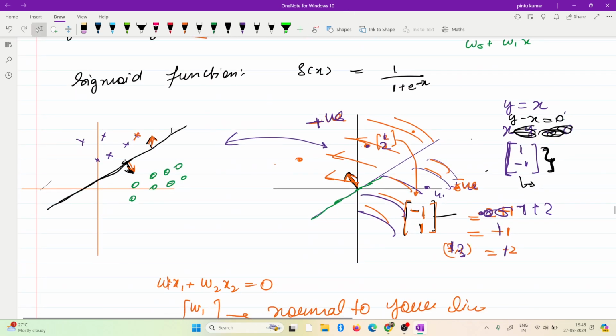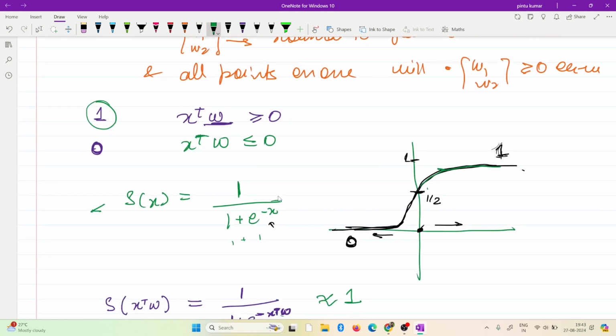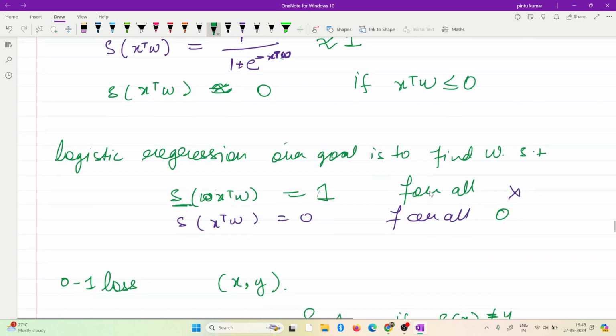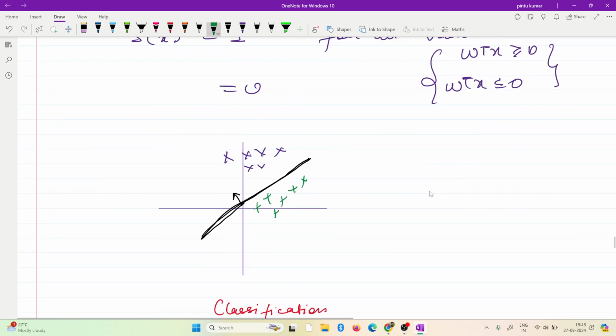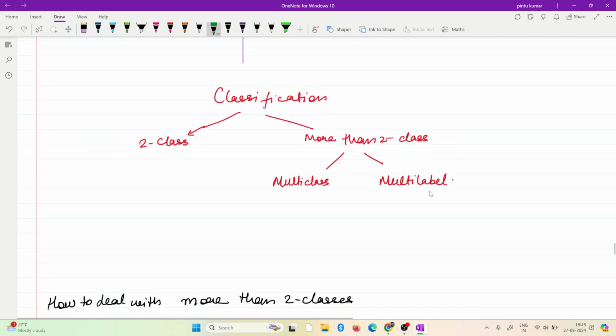You want to find a line. On one side you have all the ones, and on the other side you have all the zeros. And you can obtain 1 and 0 by passing that w transpose x via this sigmoid function. I hope I was able to make it clear.